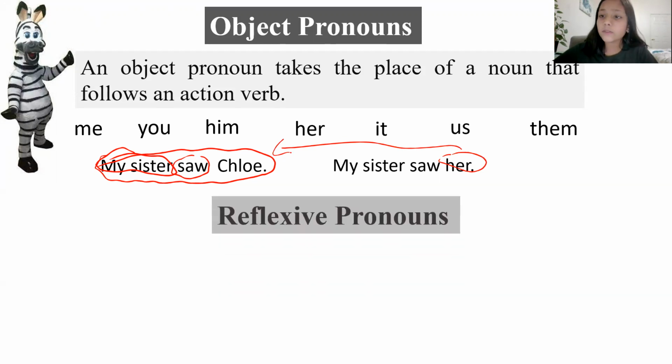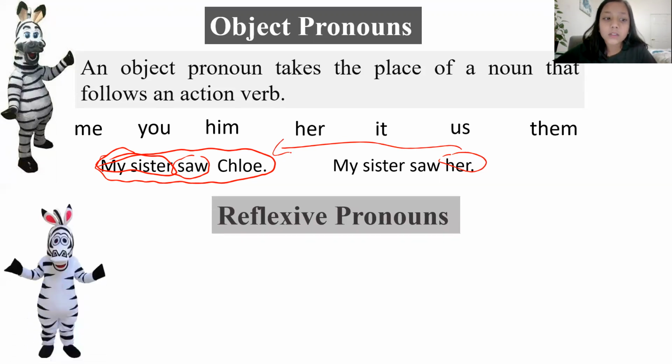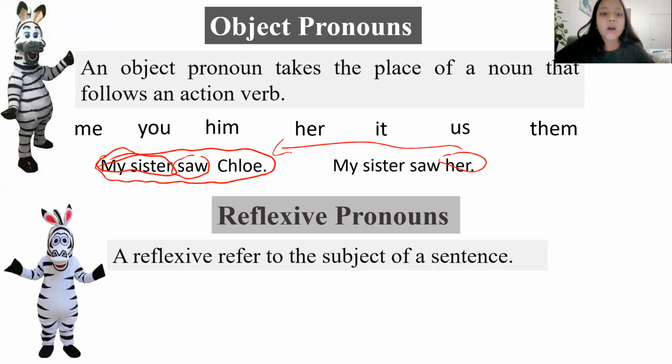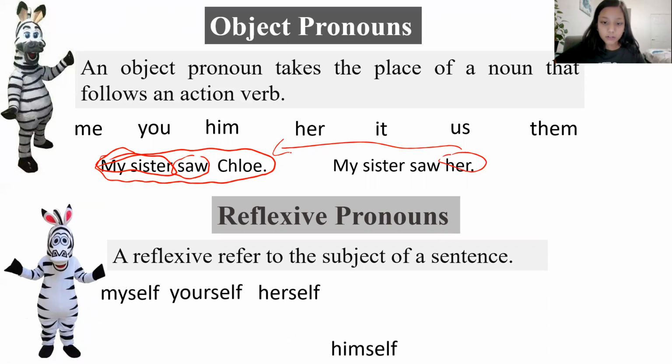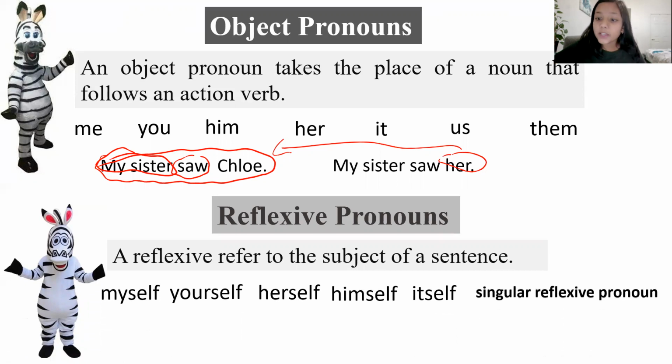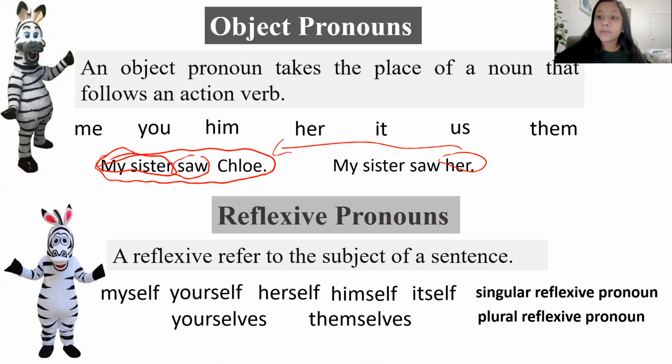So reflexive pronouns. What are reflexive pronouns? Can you please tell me? Of course I can tell you. A reflexive refers to the subject of a sentence. Some words that we could use are myself, yourself, herself, himself, itself. These are singular reflexive pronouns. Yourselves and themselves are plural reflexive pronouns because they show the reflection of two or more people. And the singular reflexive pronouns show one.